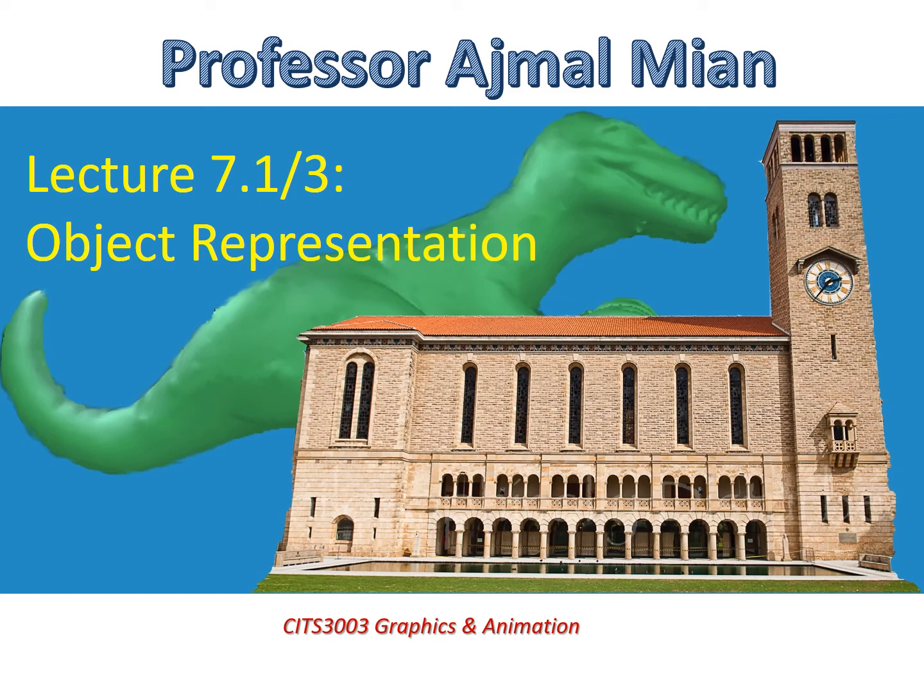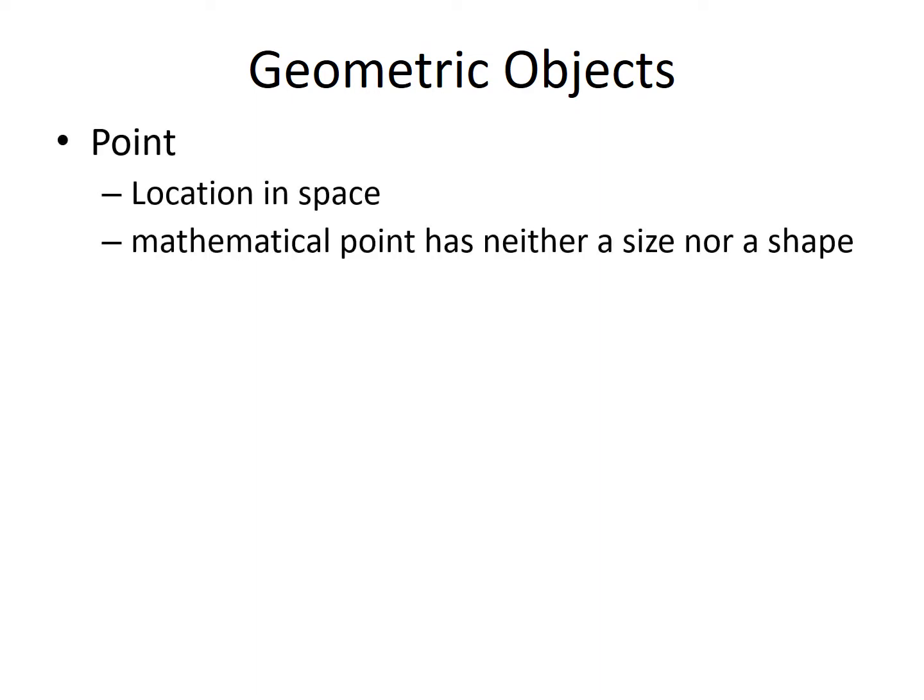How to represent geometric objects is a fundamental part of computer graphics. Geometric objects. A point is a fundamental geometric object. It specifies a location in space. A mathematical point has neither a size nor a shape. A point alone is not sufficient to describe geometric objects.